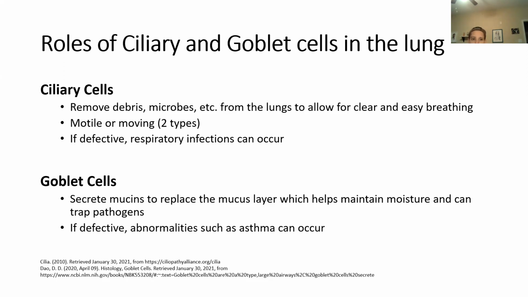the motile, or moving. If defective, specifically in the lungs, respiratory infections can occur. For the goblet cells, they're called goblet cells because they look kind of like a goblet, and they secrete mucins to replace the mucus layer, which helps maintain moisture and can trap pathogens. If defective, asthma can occur, essentially.